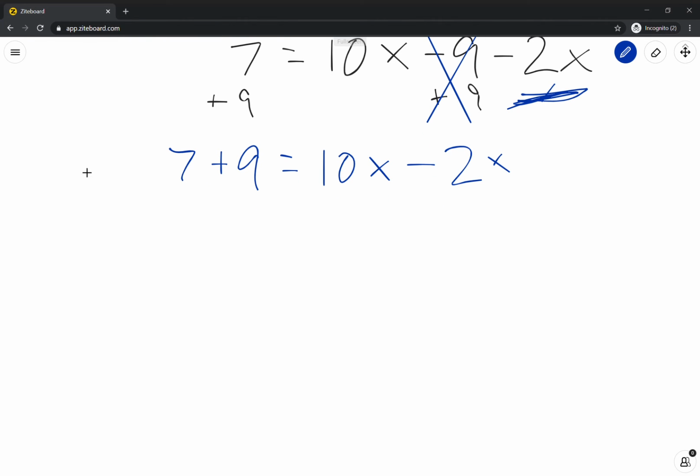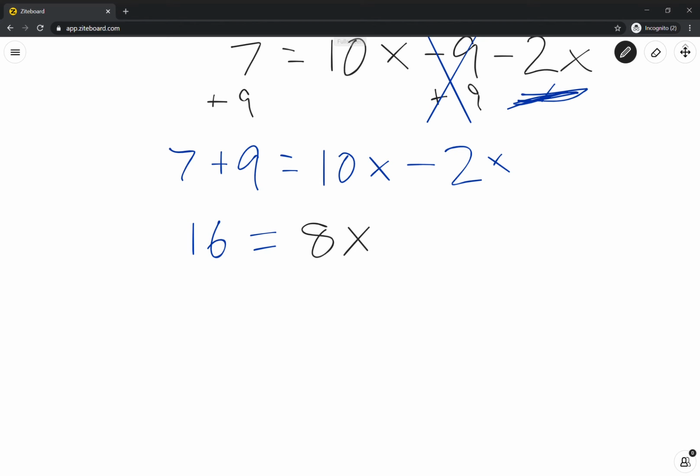So 7 plus 9 just simply combines to 16, and it's equal to 10x minus 2x, which is just 8x, because you do 10 minus 2. So now we're at the stage where 16 is equal to 8x. So we've removed most of the clutter, and we're close to finding out what just x is, just x alone. The problem is that it's not alone right now.